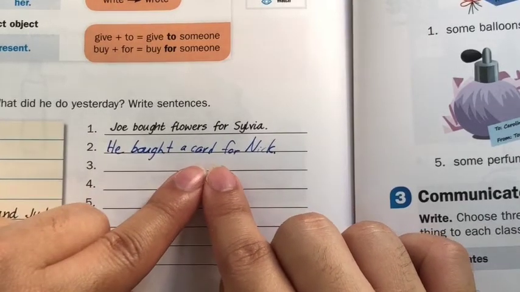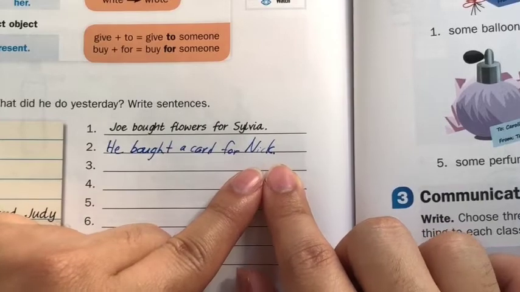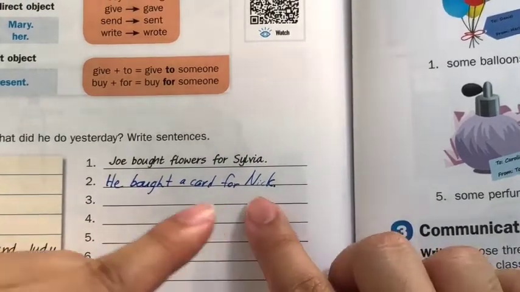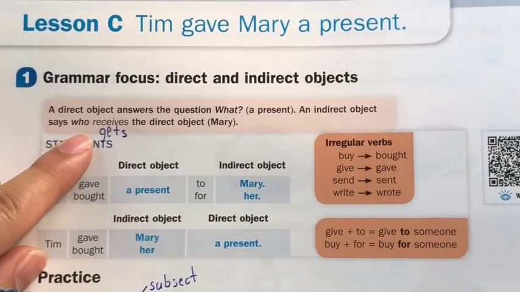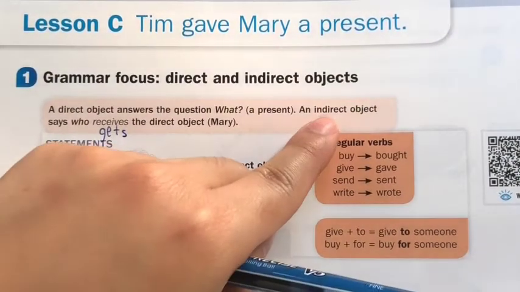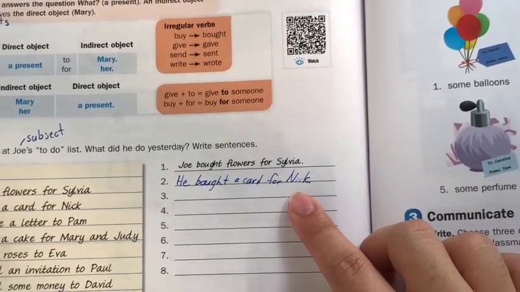Who did he buy a card for? He bought a card for Nick. So Nick answers the who question, and the object that answers the who question is the indirect object. So Nick is the indirect object.